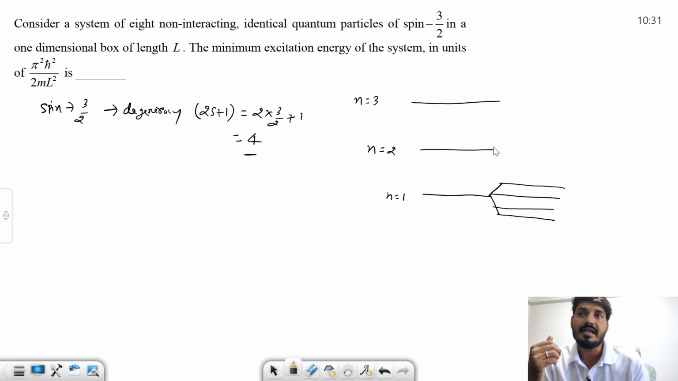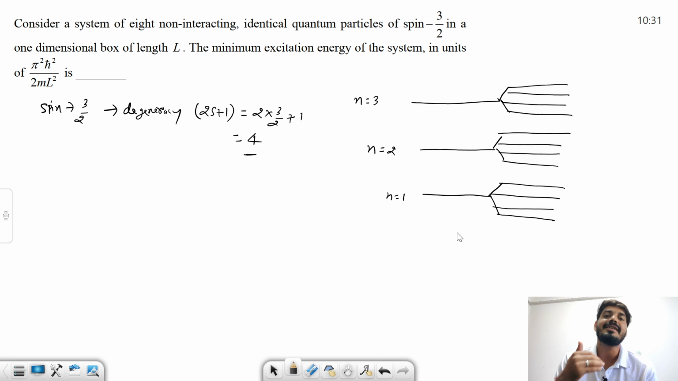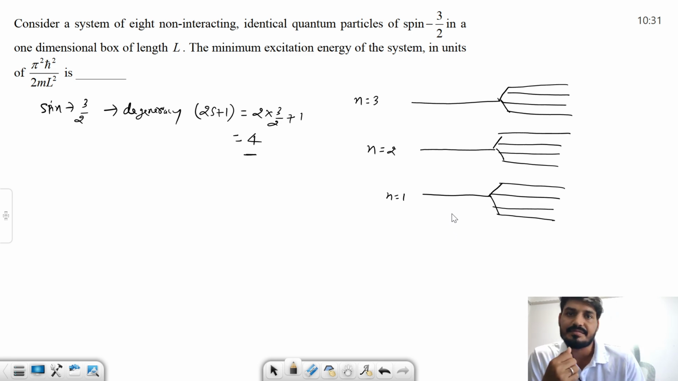Fine. Similarly, this also is split into 4 states. First, second, third, fourth. Same goes with this also. First, second, third and fourth. This is the meaning of degeneracy. Now these are the electrons.